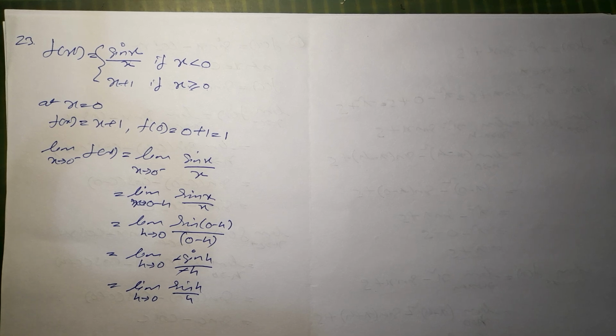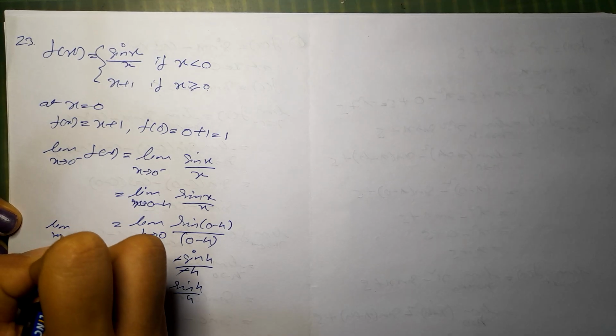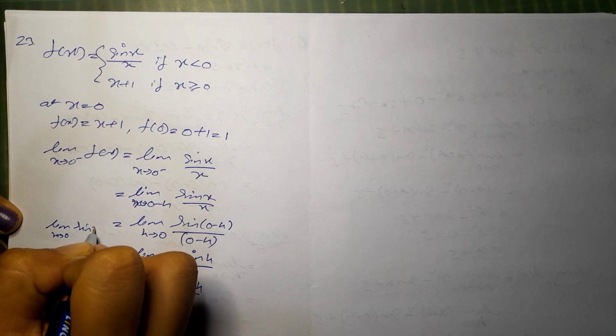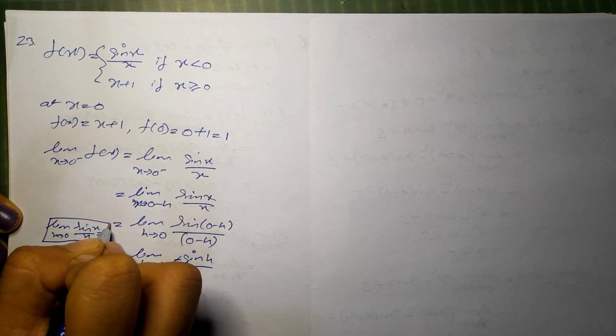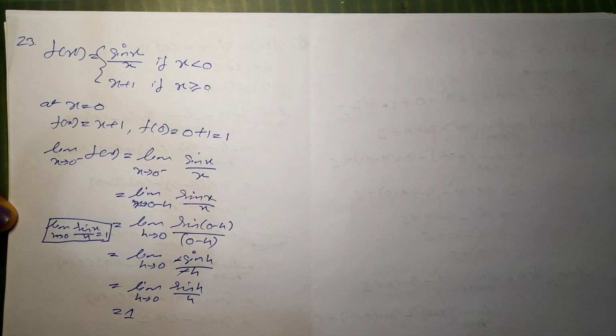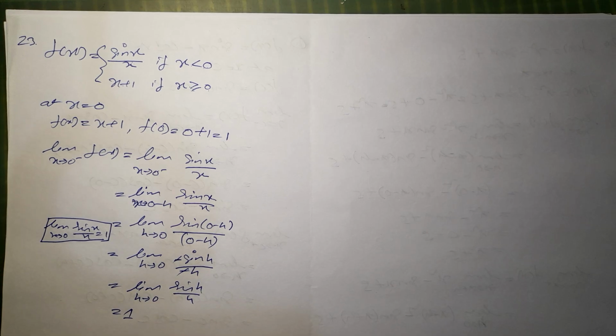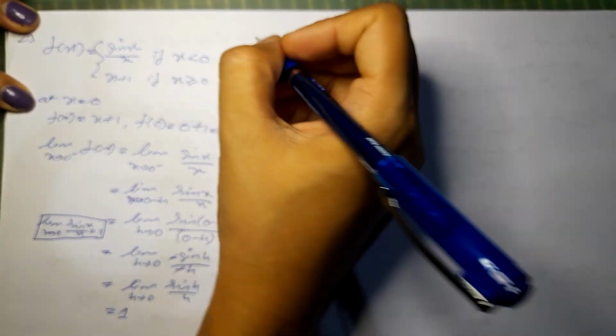So this comes from one formula of class 11, that is, limit x tends to 0 of sin x divided by x is equal to 1. So instead of x, now it's h, so everywhere h, so this is equal to 1. So this is the left hand limit. Now for the right hand limit.